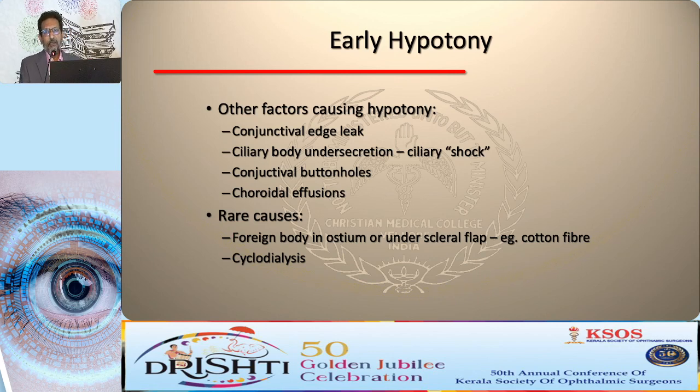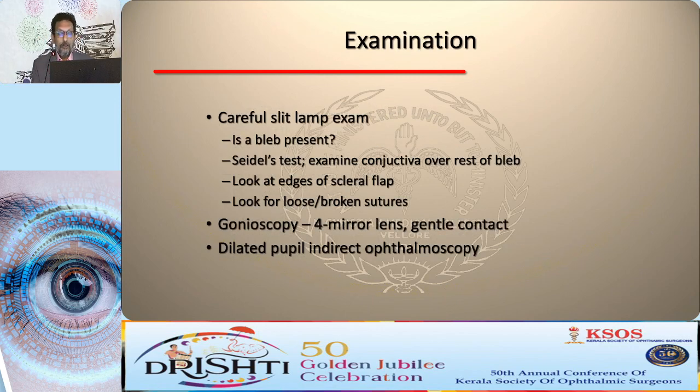And very rarely, while excising your trab block, you can cause a small cyclodialysis, and this will usually resolve with atropine and things. But you would have hypotony in the early postoperative period. You would be able to pick it up if you do a careful gonioscopy, but it's extremely rare. So what we do in the examination, I've already listed these before, I won't go over it again. Gonioscopy is important. Very, very important is to do a dilated pupil indirect ophthalmoscopy, because the presence of choroidals is going to change how you're going to think about that eye and what you're going to do in the next 48 to 72 hours.